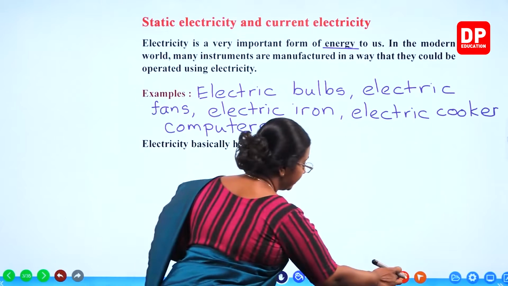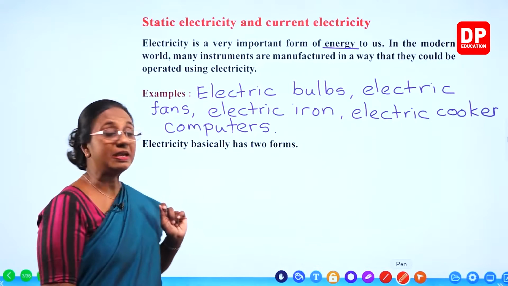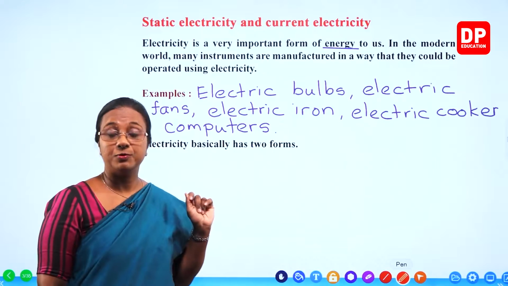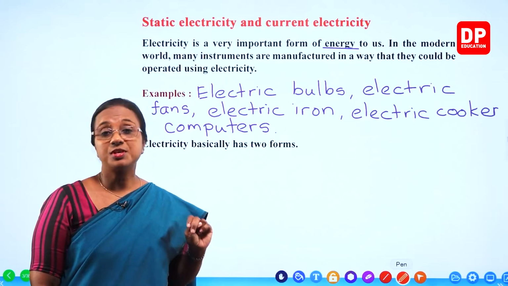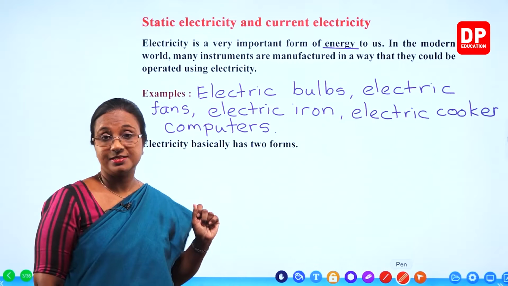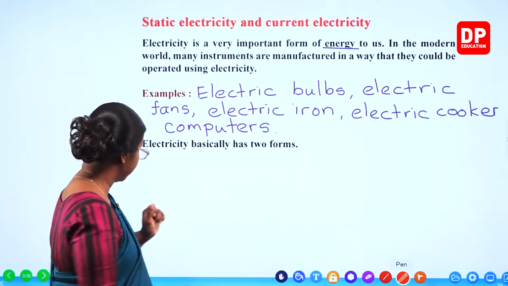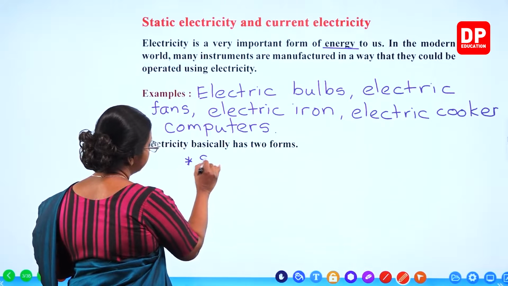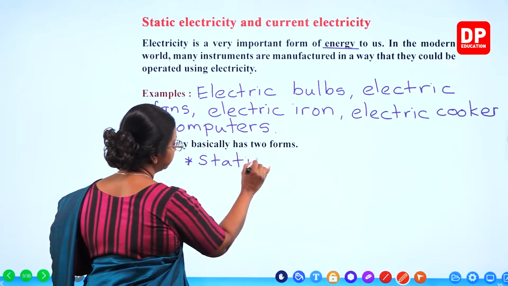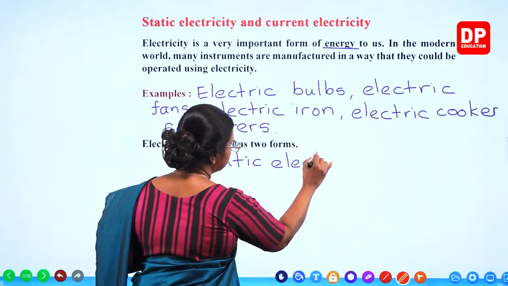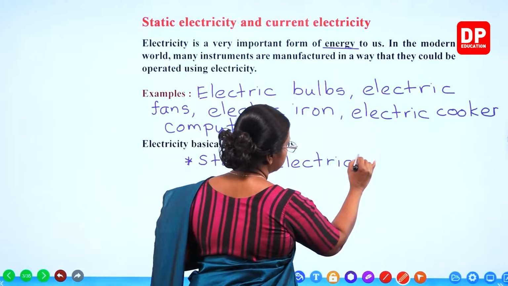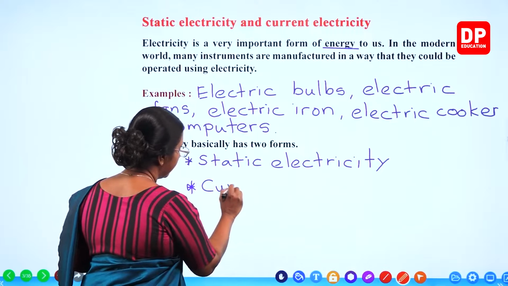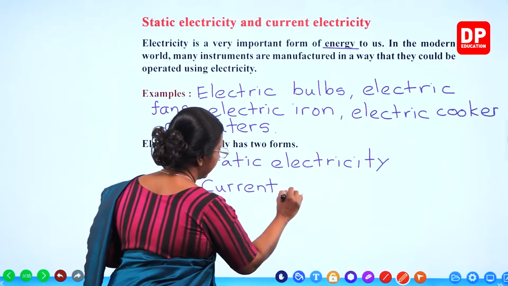And this electricity basically has two forms, what we discussed before the heading. The two forms of electricity are static electricity and current electricity. So electricity basically has two forms, static electricity and current electricity.